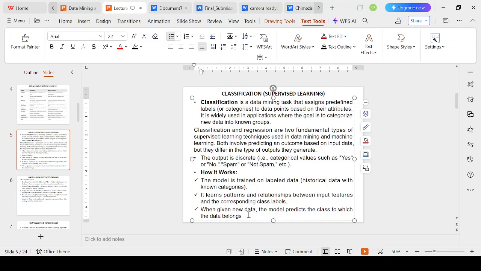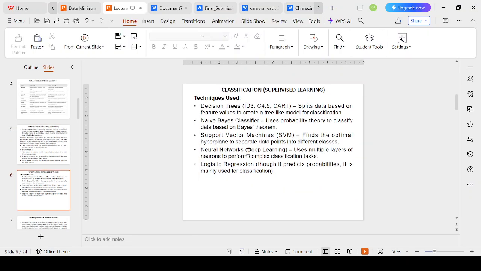When new data comes in, the model should be able to predict the class to which it belongs. If it's spam, the model should be able to automate whether it is spam and put it in spam or trash, or it is not spam and it comes to your inbox.